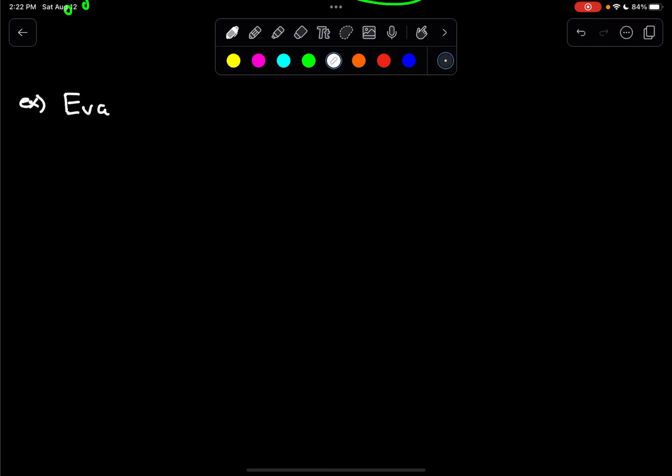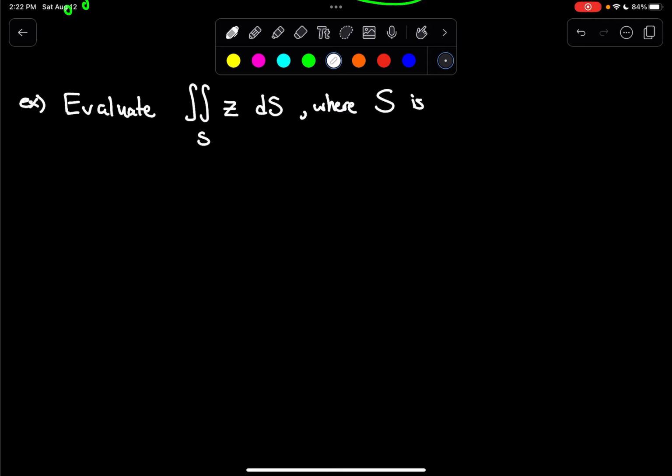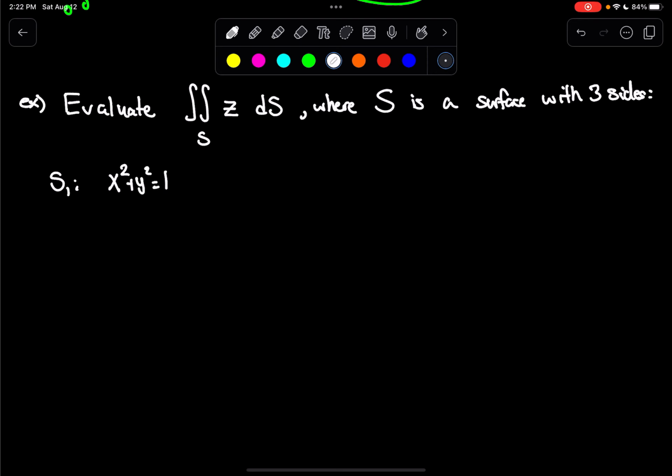So evaluate. All right, let's evaluate the surface integral of a very simple function, just z dS. And we're going to say, where S is a surface that consists of multiple sides. So S is a surface with 3 sides, okay, 3 sides. And I'm going to separate them for us. So let's see. S1 is given by the cylinder, x squared plus y squared is equal to 1.